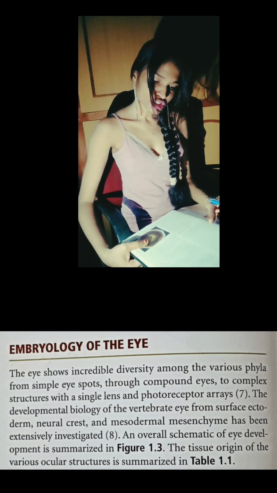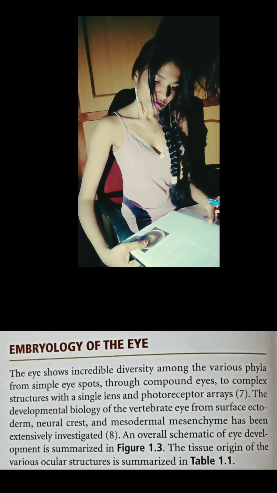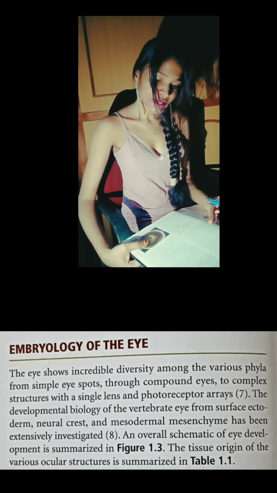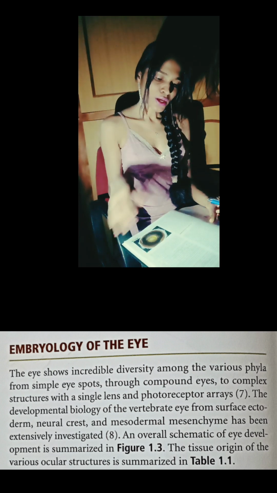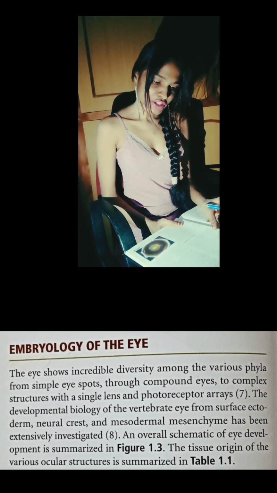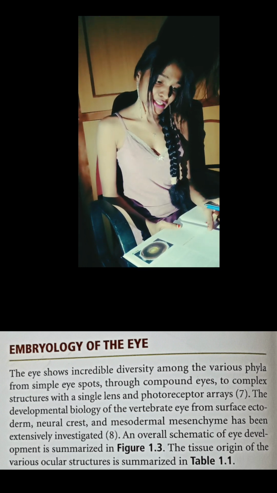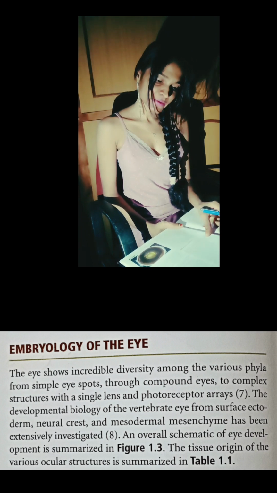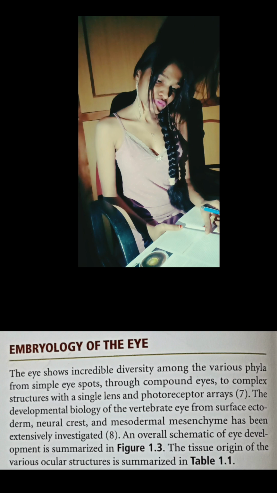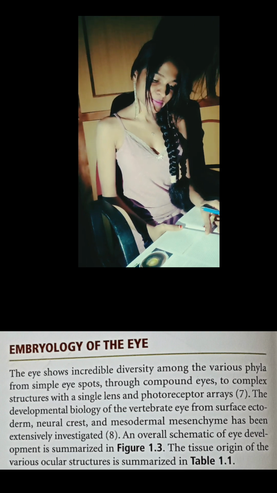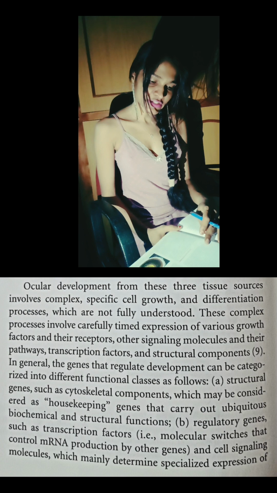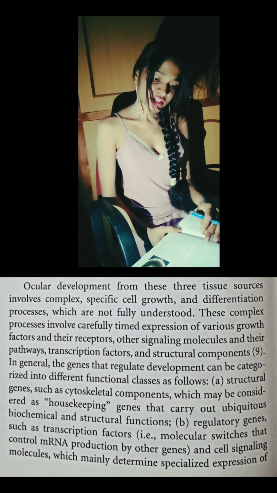The developmental biology of the vertebrate eye, from surface ectoderm, neural crest, and mesodermal mesenchyme, has been extensively investigated. An overall schematic of eye development is summarized in Figure 1.3. The tissue origin of the various ocular structures is summarized in Table 1.1. Ocular development from these three tissue sources involves complex, specific cell growth and differentiation processes, which are not fully understood.